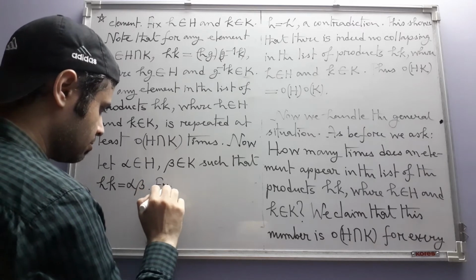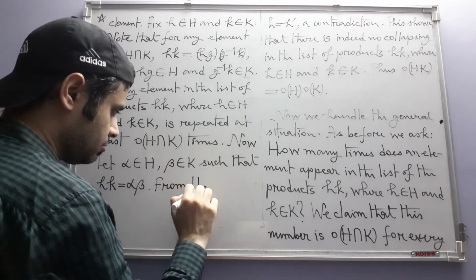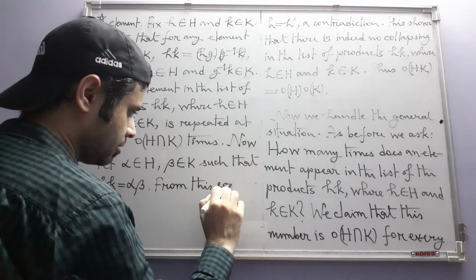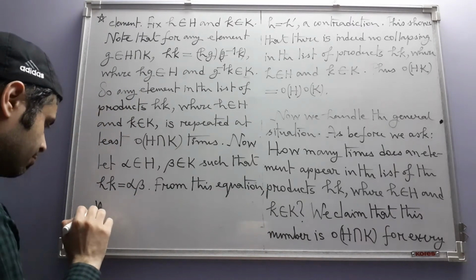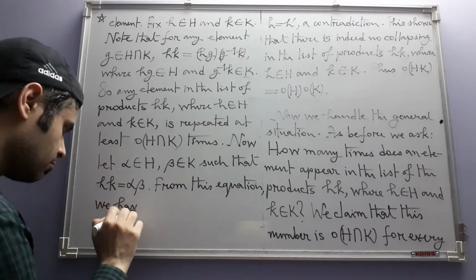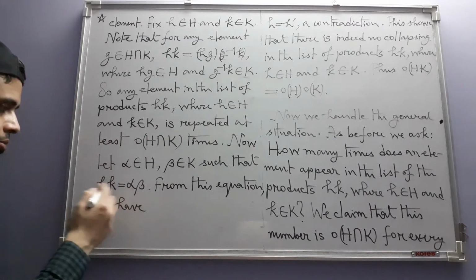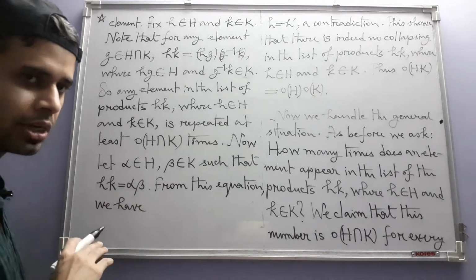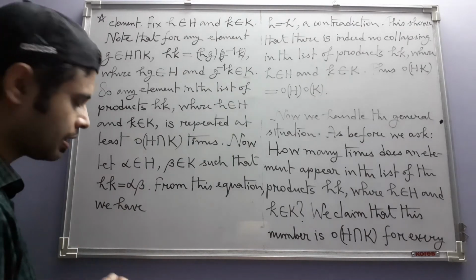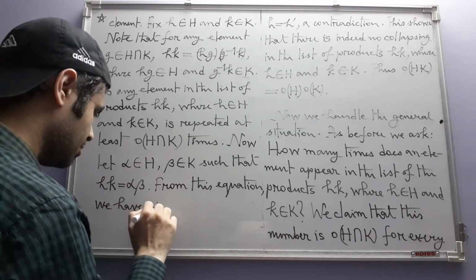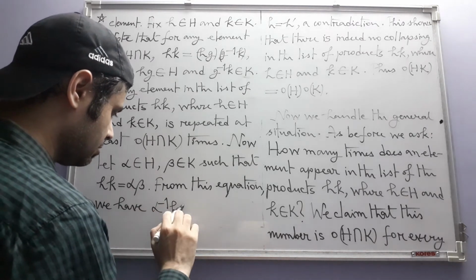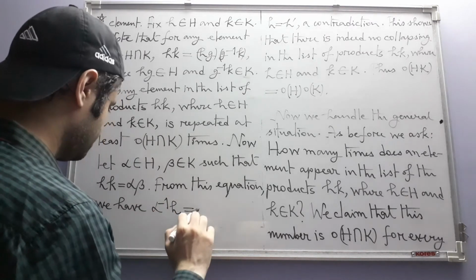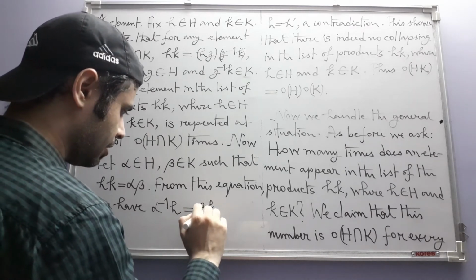From this equation we have, again same thing, bring the elements of H on one side and those of K on the other side. So we will have alpha inverse h equal to beta k inverse.